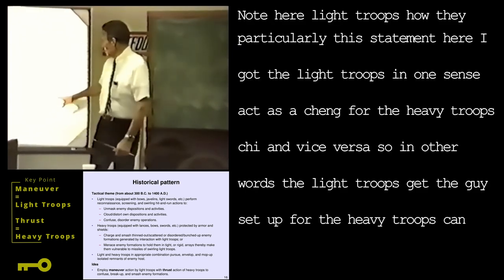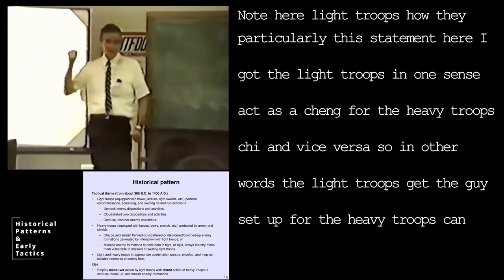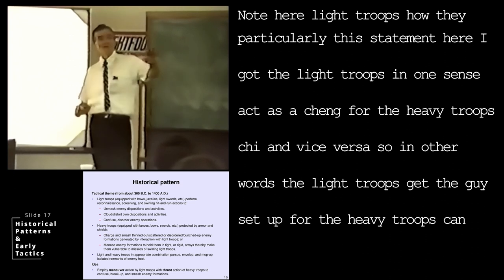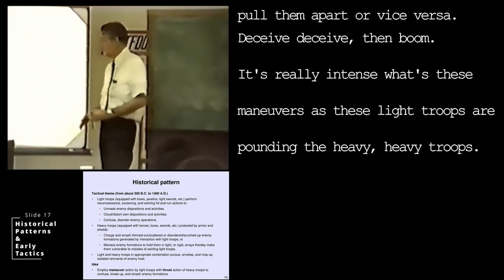Here, the light troops, how they protect this statement here. The light troops in one sense act as the chain for the heavy troops' chi and vice versa. In other words, the light troops get the guy set up so the heavy troops can pull him apart, or vice versa. You see these things unfold. So the intent is quite clear.